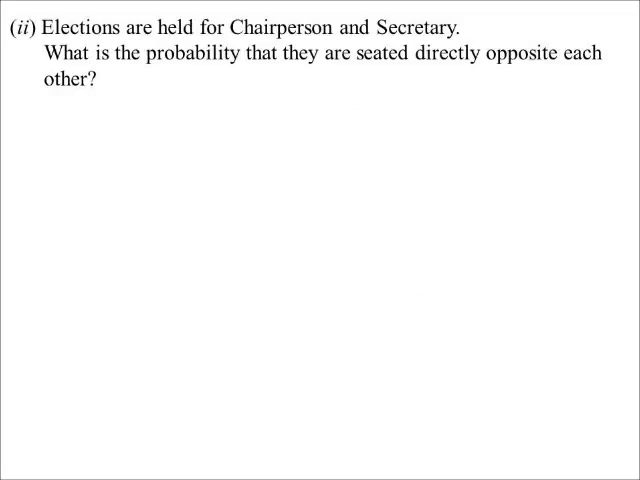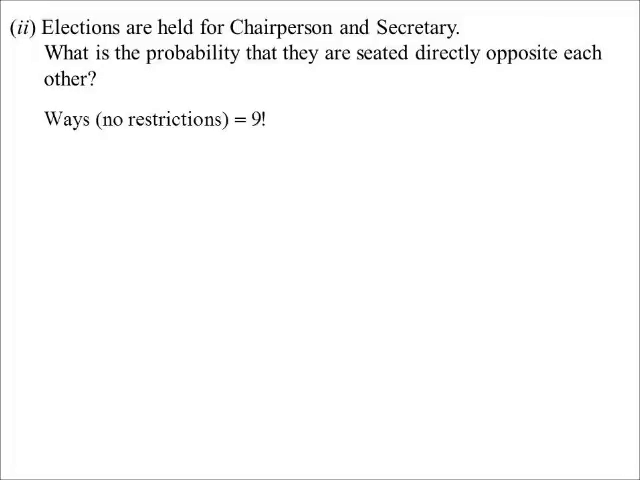So now we're going to hold an election. We're going to elect the chairperson and the secretary. Now there's a probability question. What's the probability that they're directly opposite each other? Well, if there's no restrictions, then 10 people, but in a circle, 9 factorial.